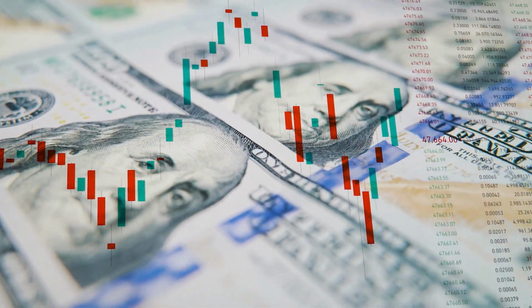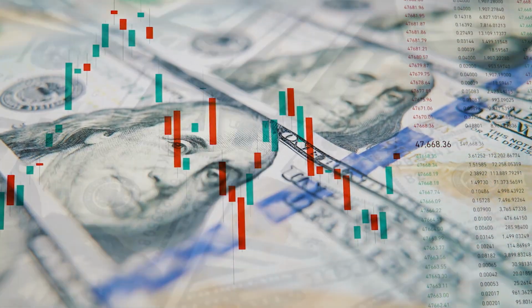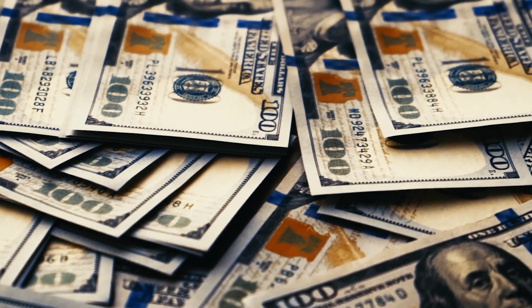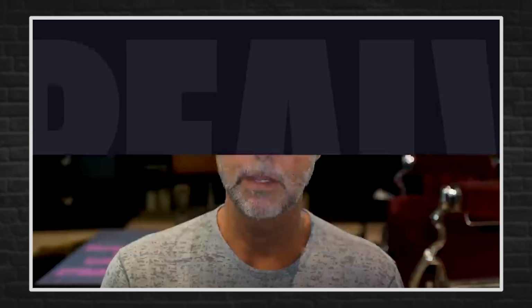So what they do with that debt is they add liquidity into the system. That's the debasement of currency that I've talked about. And you can see the correlation between Fed net liquidity and the US government debt as a percentage of GDP. They're basically the same thing. Yes, the scaling's different, but overall, the trend is the same. So they're using liquidity to pay for the growth in debt by debasing the currency. It's called financial repression.